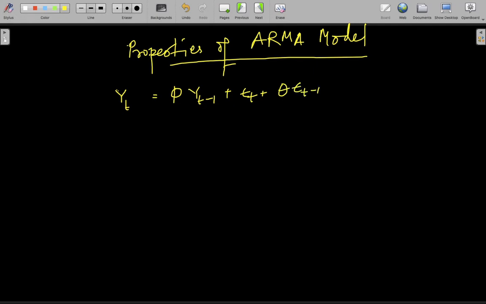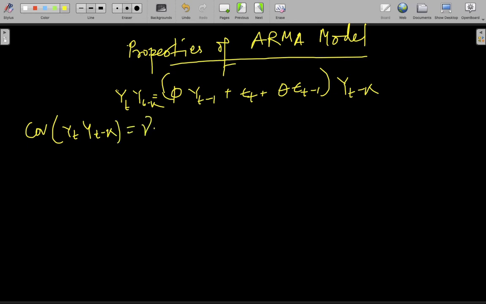What I'm going to do is multiply on both sides with yt minus k. And here I am going to multiply yt minus k on the right hand side as well. And I'll take a covariance on that. So let me write it down. Covariance of yt and yt minus k is going to give us gamma k. And on this side, the covariance of the first term is going to give me phi gamma k minus 1.